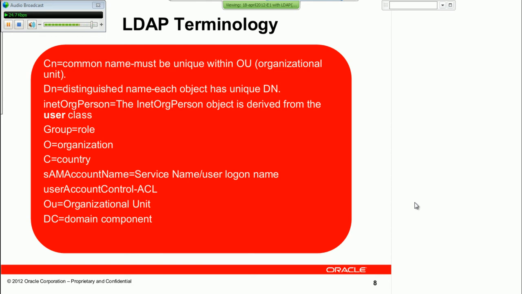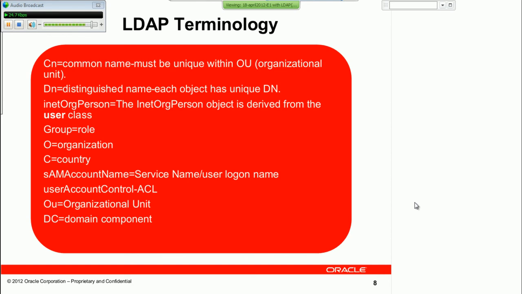inetOrgPerson is what OID uses to describe a user. That's a class which contains several attributes, and that's how the structure works within OID. Like I said before, an LDAP group is equivalent to an EnterpriseOne role. O is organization, C is country. SAM account name is the service name. You can use that to map your E1 user IDs to. That's a possibility, or you can use other variables.